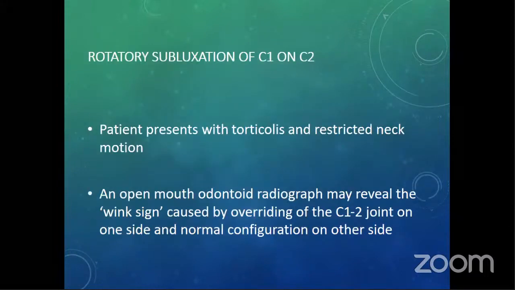Okay, so another topic is the rotatory subluxation of atlas on axis. In this case, the patient presents with torticollis and restricted neck motion, and an open mouth odontoid radiograph may reveal the wing sign that is caused by overriding of the atlas over the axis joint on one side and normal configuration on the other side.